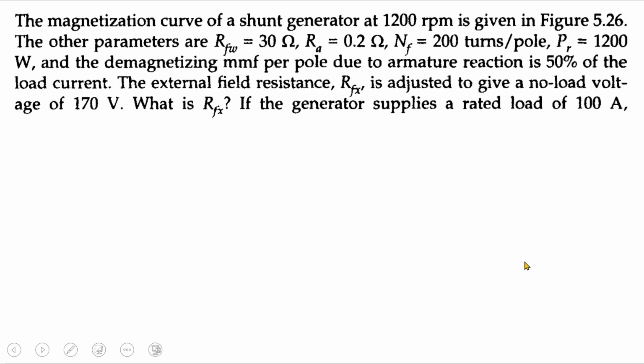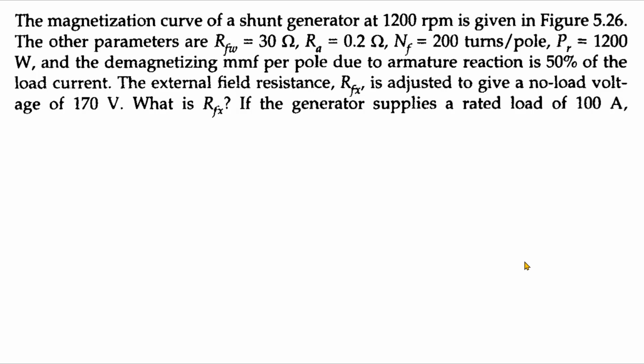So we're talking about this problem. Have we done this? Yesterday we discussed the shunt DC generator, right? And this problem says that the generator is generating at a speed of 1200 RPM, right?